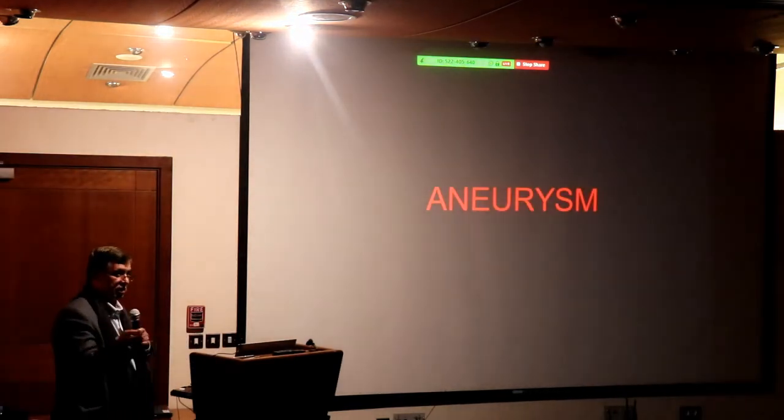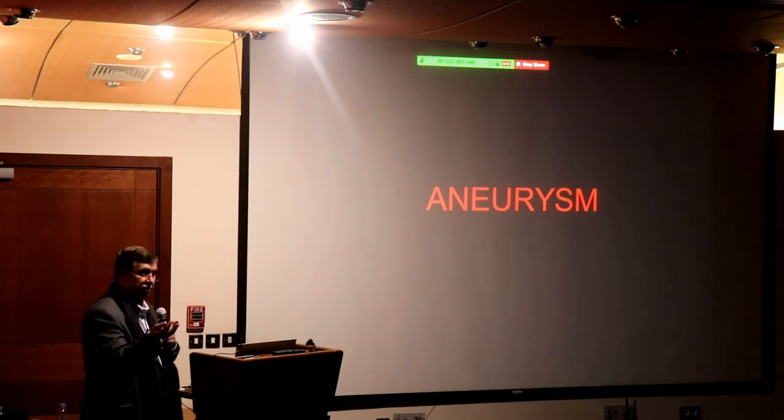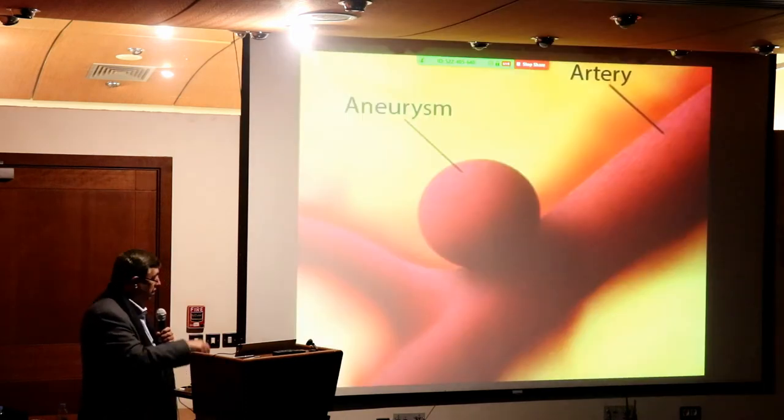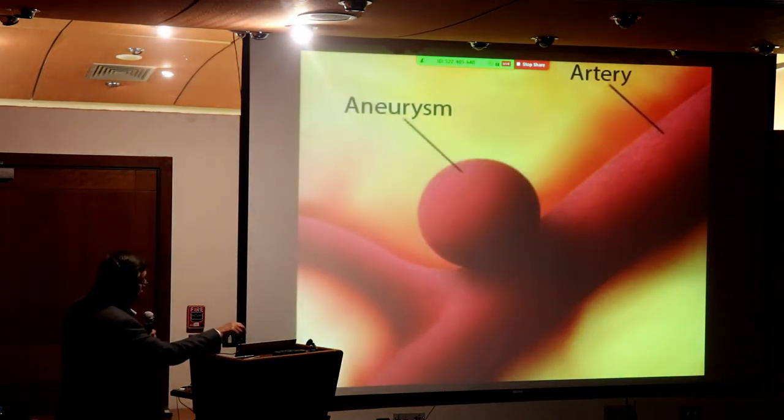So we know now what is the middle cerebral artery. What is an aneurysm? An aneurysm is a localized dilatation in the wall of the artery, and most of the time it is at the bifurcation. Why at the bifurcation? Because it's a weak spot. Our good artery is dividing into two. There got to be some weak spot. That's why the aneurysm arises there.